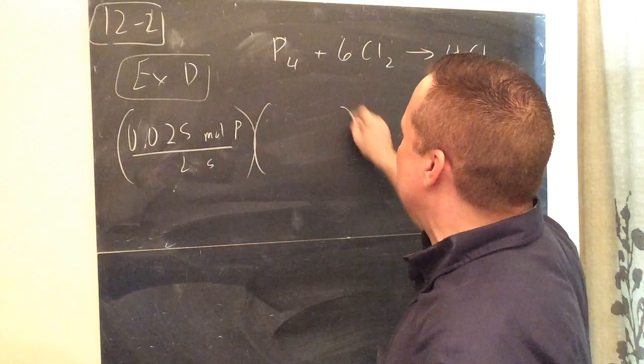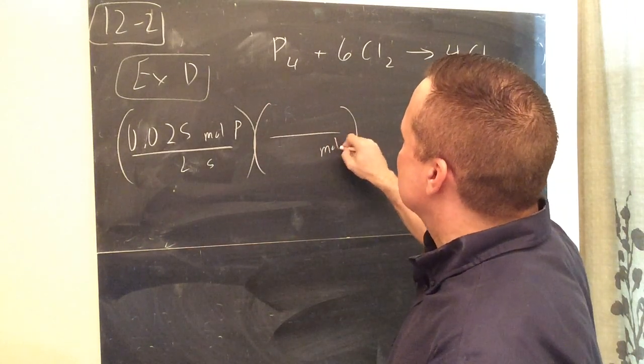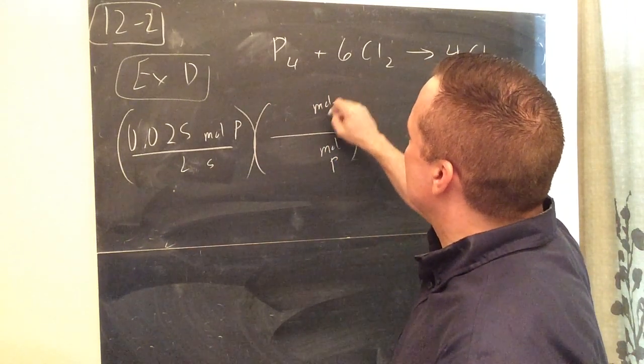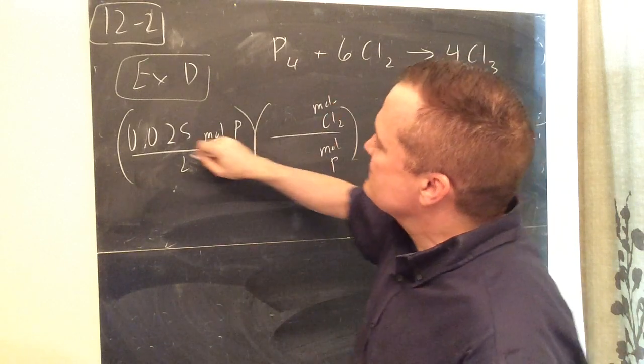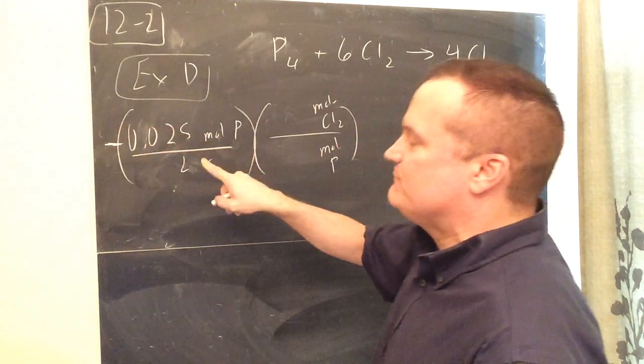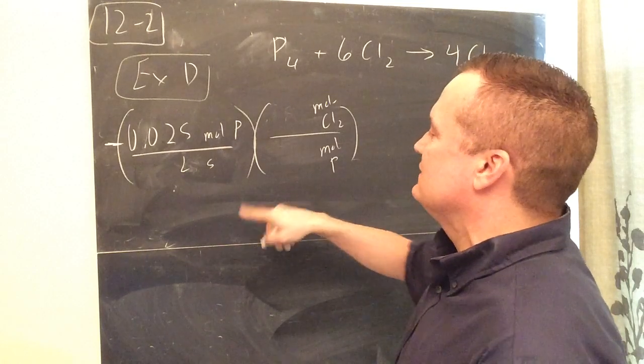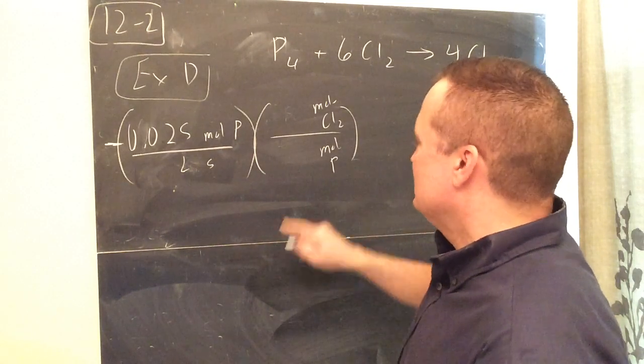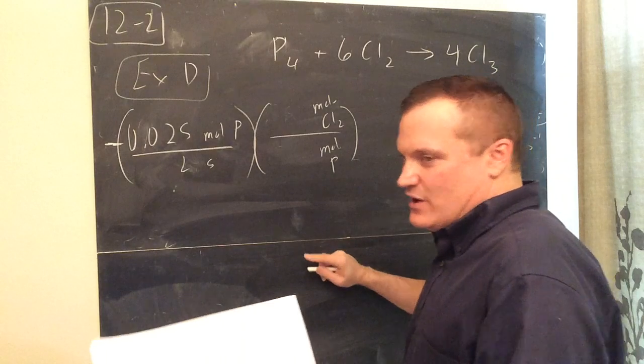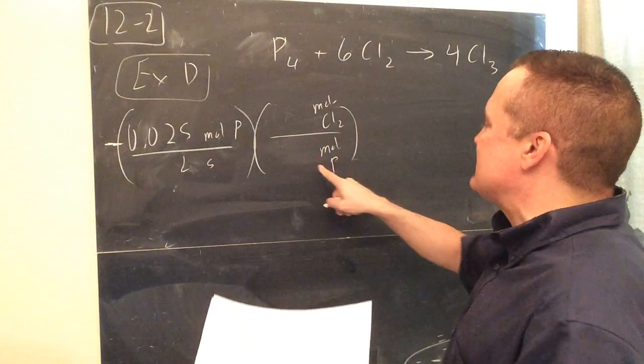You don't have to actually do what I'm going to do here, but it makes sense. Moles of phosphorus, moles of chlorine. Now, phosphorus will be decreasing. It's negative 0.025 mole per liter per second, the initial rate they measured at whatever time. They didn't say what time it was. It doesn't matter. These will all be at the same time.